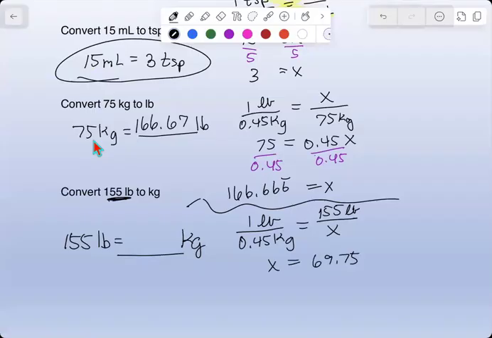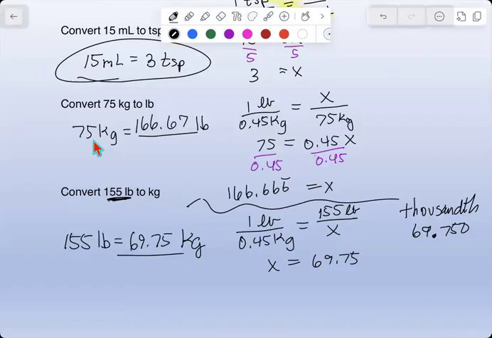Another teachable moment. If they say round to the nearest pound, it's 70. If they say round to the nearest tenth, it's 69.8. If they say round to the nearest hundredth, it's 69.75. If they say round to the nearest thousandth, you should show 3 decimal places. So I would just add on that extra zero in the end to make sure that I'm showing what places they said. But I'm just going to write the exact answer here, 69.75.